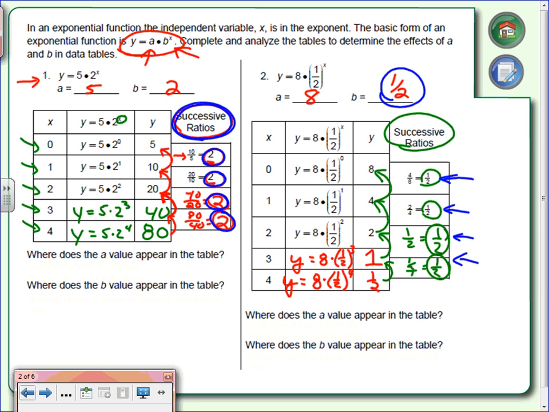Let me go back so you can see what I'm talking about. How did these numbers right here, the successive ratios, compare with this number up here, the b? What do you notice about these numbers here and this number up here? They're the same numbers. Is that the same thing over here? These numbers are here, successive ratio. How does that compare with this up here? It's exactly the same thing.